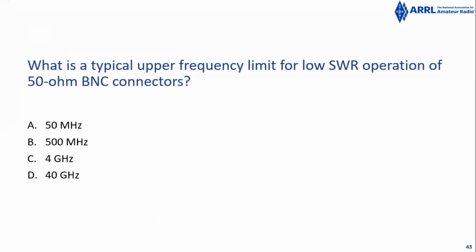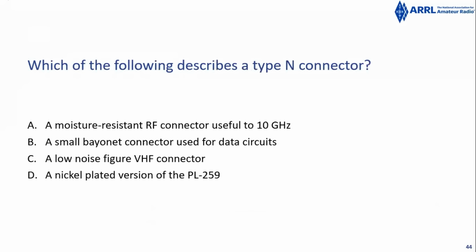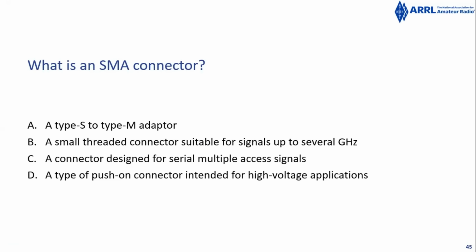Okay, what's a typical upper frequency for low SWR operation on a 50 ohm BNC connector? Do you remember what it was? I think it was 4 gigahertz. Yep. Which of the following describes a type N connector? Moisture resistance up to 10 gigahertz. I think that's right. The N connector has some environmental features that make it good for outside use. What's an SMA connector? I know it's a small threaded connector suitable for signals up to several gigahertz. And those are real common, like I said, on HTs because they're small more than anything.